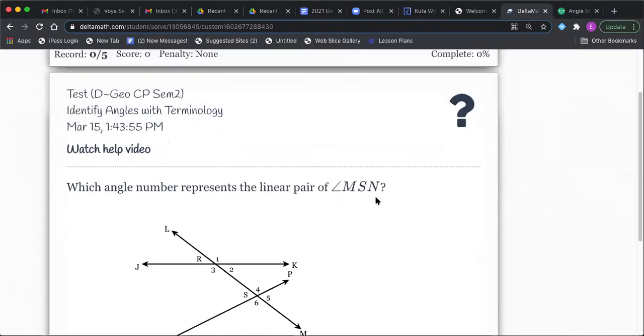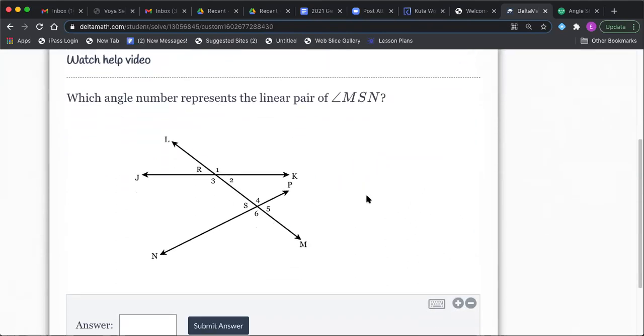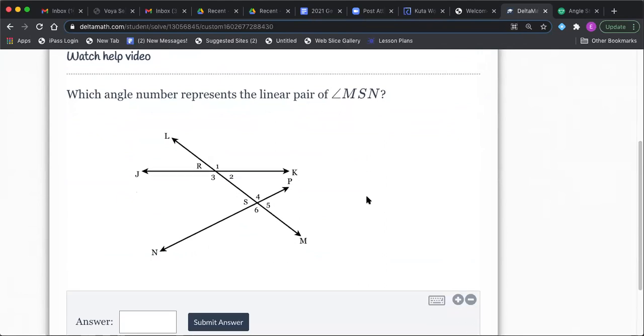Okay, so this one is asking me which angle number represents the linear pair of MSN. So if I just come in and I'm looking, okay, MSN. If I trace it, M to S to N, this is the angle they're talking about. They want to know who makes a linear pair with that one. So let me draw it actually a little bit better.